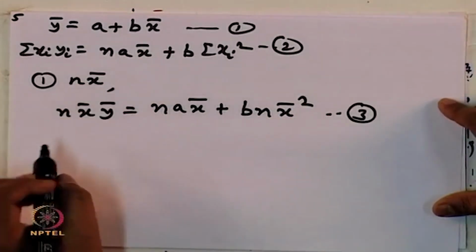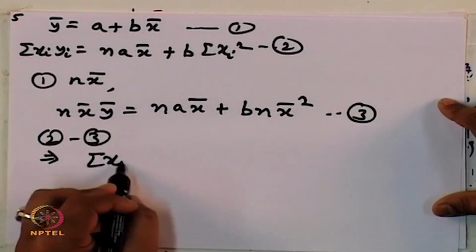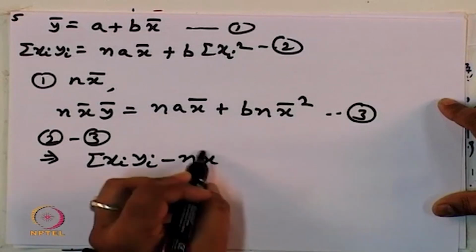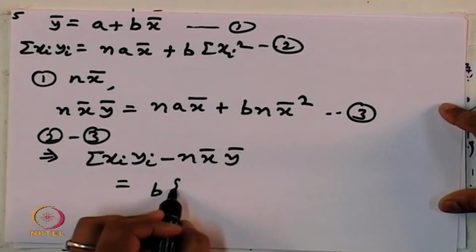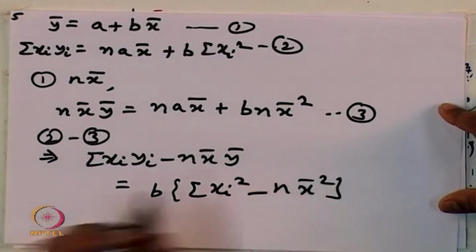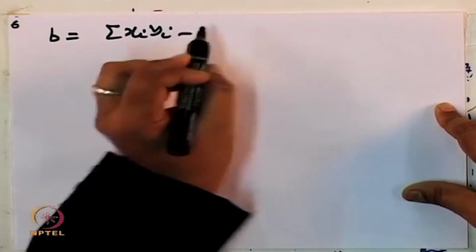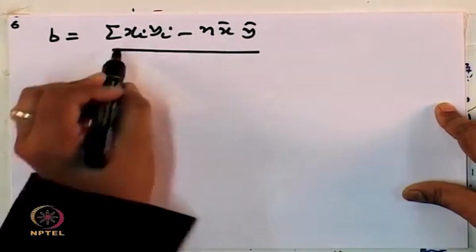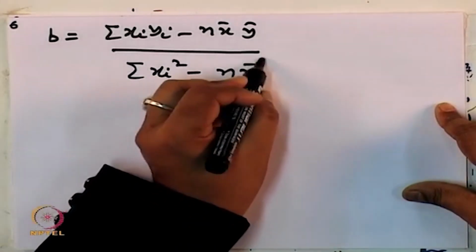So, if I deduct, then 2 minus 3 would imply summation xi yi minus n x bar y bar is equal to b summation xi square minus n x bar square. Okay. So, I can uniquely determine b, the expression for b becomes, so b becomes summation xi yi minus n x bar y bar by summation xi square minus n x bar square.